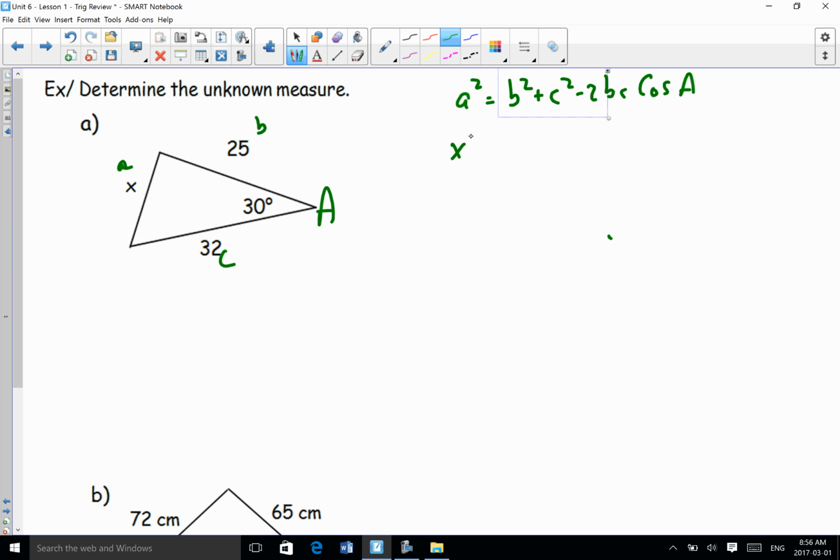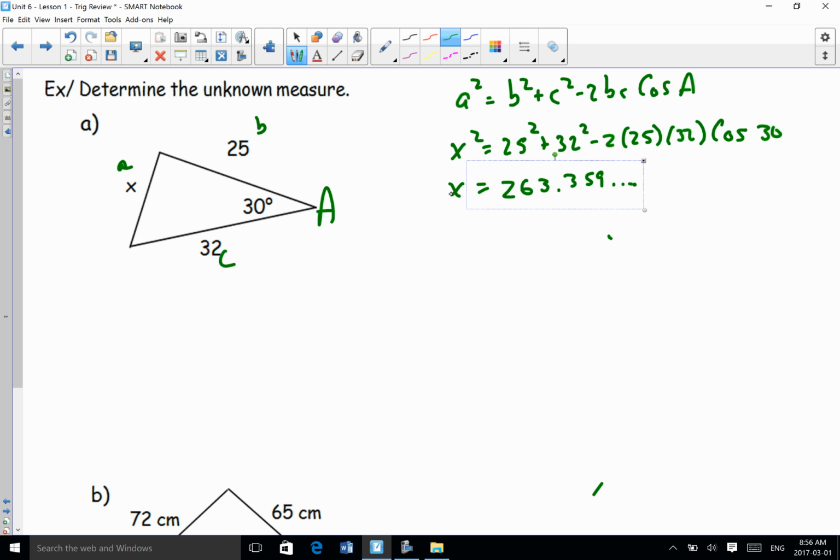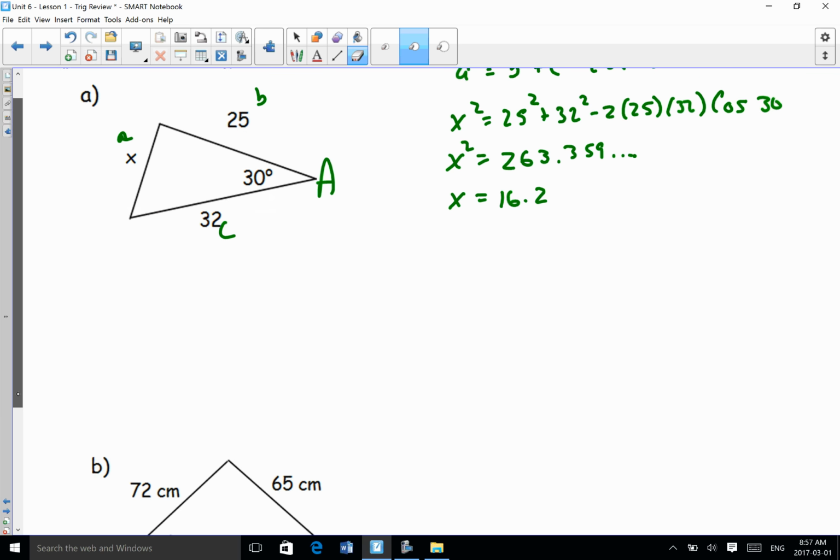If we fill in the parts and pieces, we've got 25 squared plus 32 squared minus 2 times 25 times 32 times the cos of our angle. We'll put it all into our calculator. We got 263.359... But that's x squared, right? We want x. So we need to take the square root. The square root to 3 sig figs is 16.2. Okay, so that's one of our problems we can do with the cosine law, a missing side.